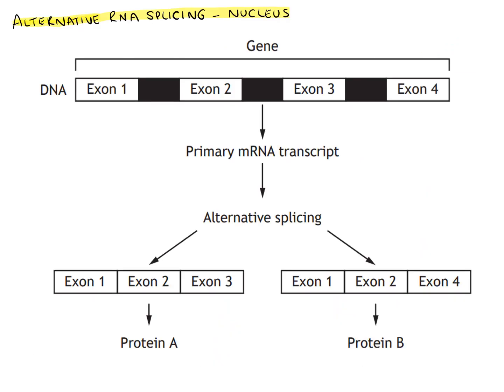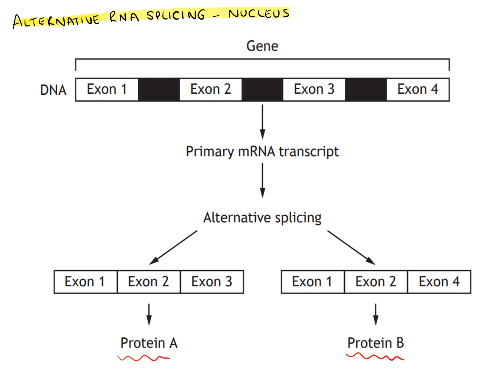So alternative RNA splicing is another process that can occur in the nucleus, and this is the process by which we make many proteins from one gene. If we look at our gene here, our DNA, we can see that we've got multiple codon regions or exons. So we've got exon 1, 2, 3 and 4. And once we have made our primary mRNA transcript, you can see that 2 different proteins have been made from that one transcript. We've got protein A and we've got protein B.